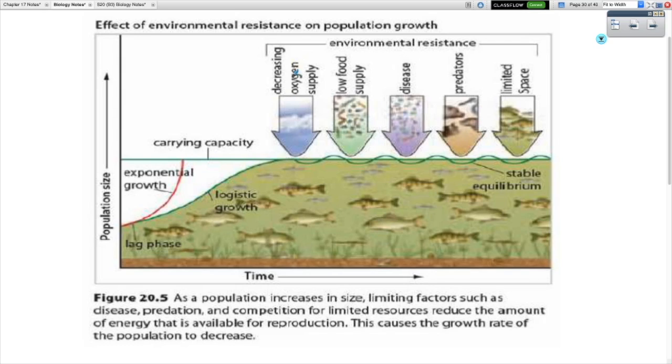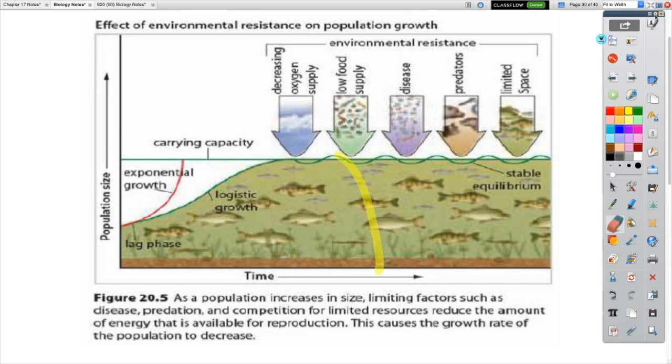So you can see things like decreasing oxygen supply, right? More fish breathing more oxygen. There's only so much oxygen. Eventually, fish babies are going to start to die off because there's just not enough oxygen. That helps keep the population in check. Lower food supply, right? Competition for food. So if there's not enough worms to go around and insects, well, some fish are going to start dying out. And it's just going to sit at this more stable level.